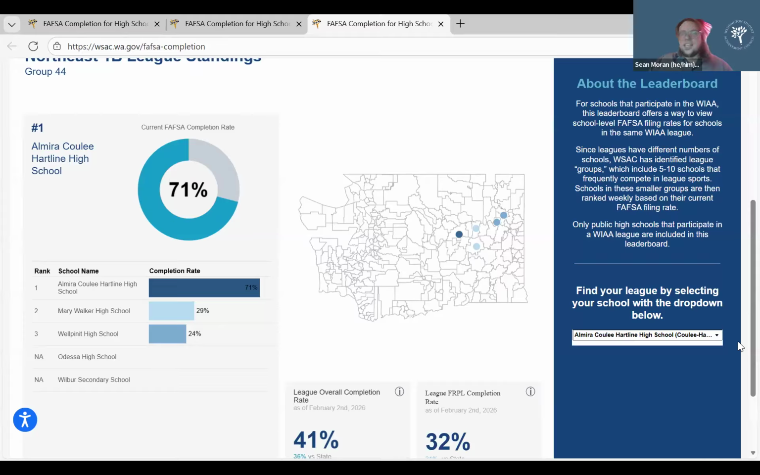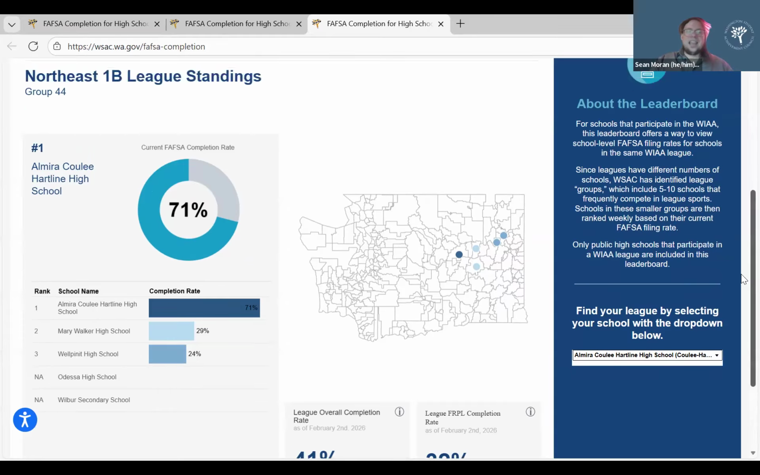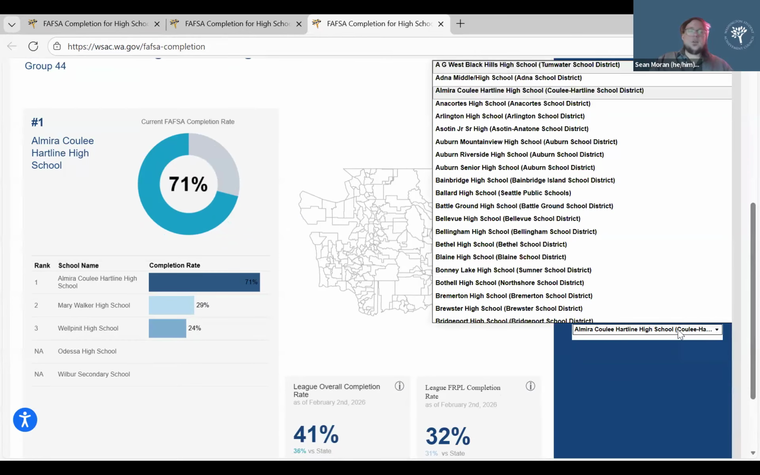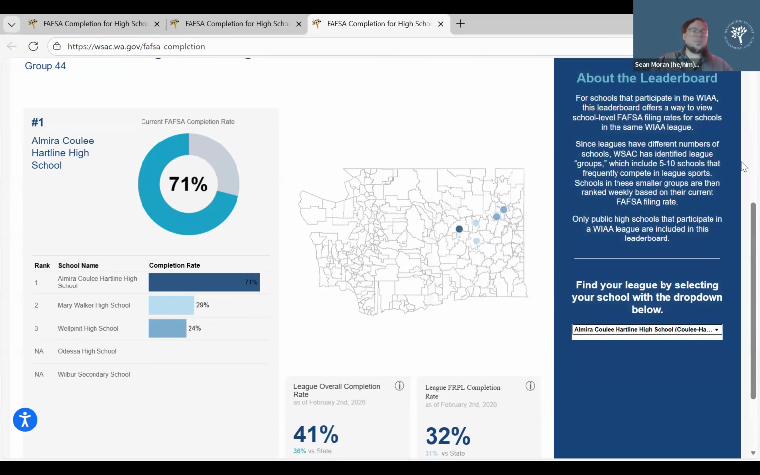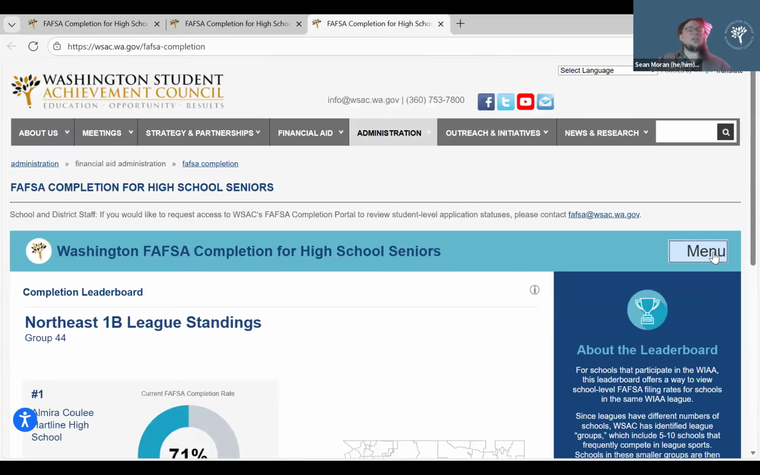We do know that friendly competition is a way to invigorate staff and students to help with that competitive school spirit. So that's pretty exciting. And you can look by school if your school's on this list. Some schools are not, as mentioned before. And one other important thing is this is a public dashboard.